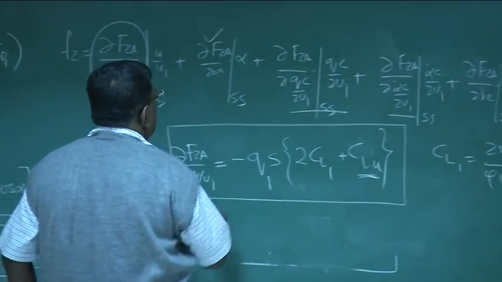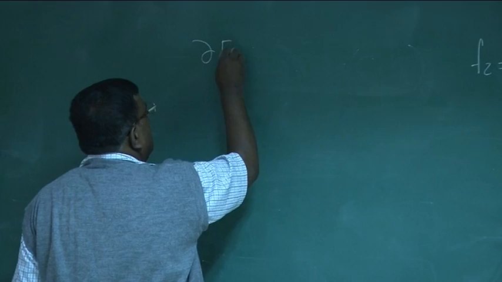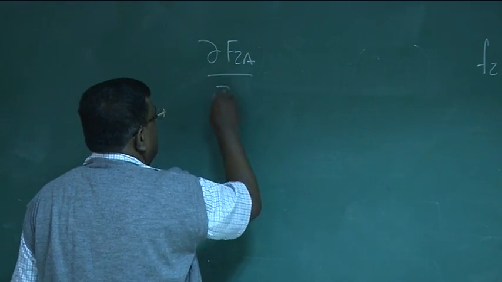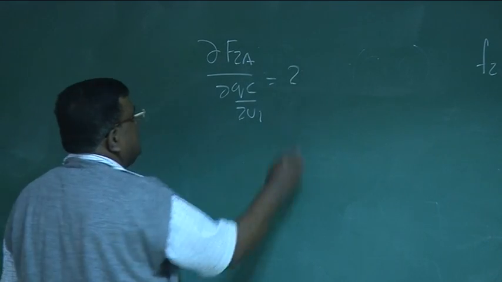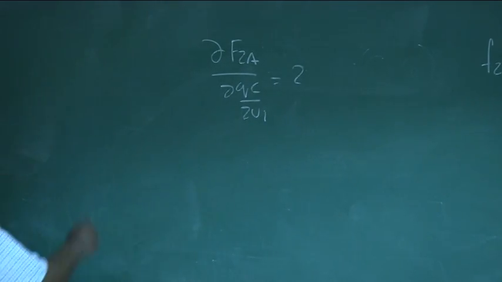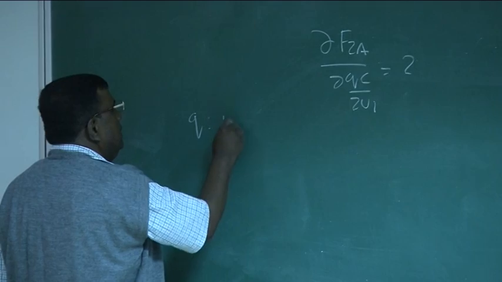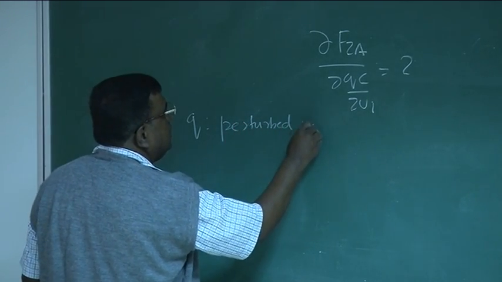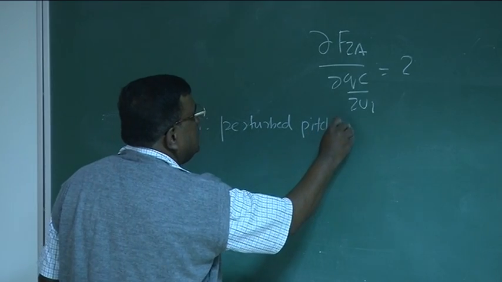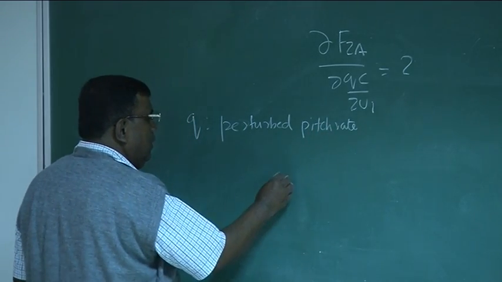Now we'll talk about the third term, dFZA by d(qc by 2u1). Let us understand what this is. What is Q? Q is the perturbed pitch rate. Now think of this airplane.